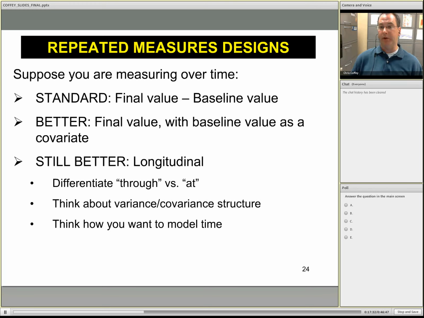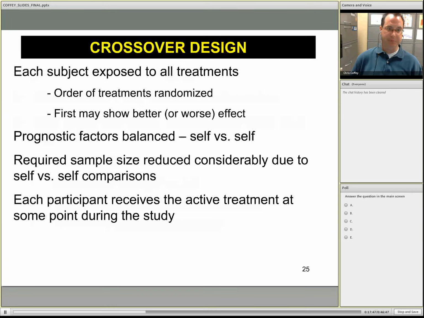So if you're collecting data at baseline, 3 months, 6 months, 9 months, 1 year, you would like to incorporate all of that data in the analysis, even if you're primarily interested in the 12-month outcome, because of the efficiency gains that you can get from looking at that longitudinal data.